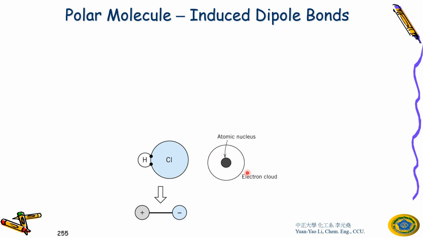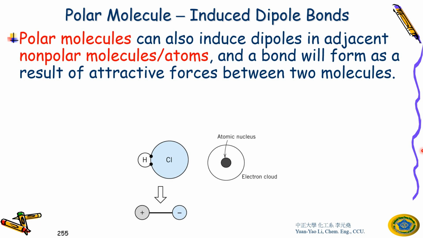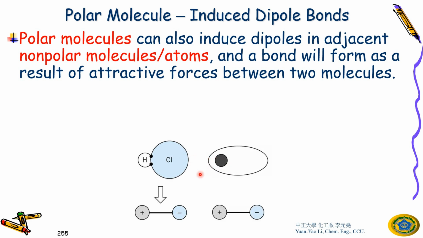Okay, so a polar molecule and induced dipole bond is like this. If I have argon here and close to hydrochloride, in the beginning there's no induced dipole. There's no dipole. However, if it is close enough, the polar molecule can also induce a dipole in adjacent non-polar molecules or atoms, and a bond will form as a result of attraction forces between the two molecules. So this one will be induced. Look at this, it becomes like this if it is close enough. So argon will have a dipole induced by hydrochloride.